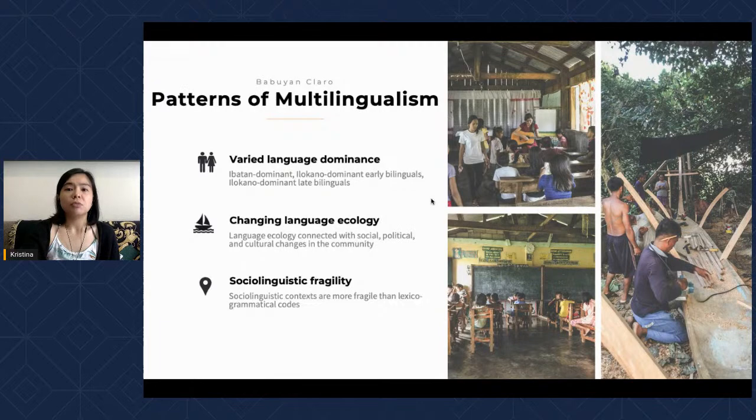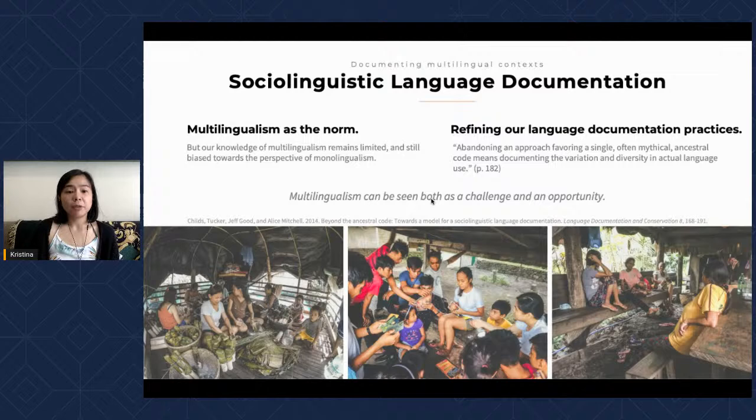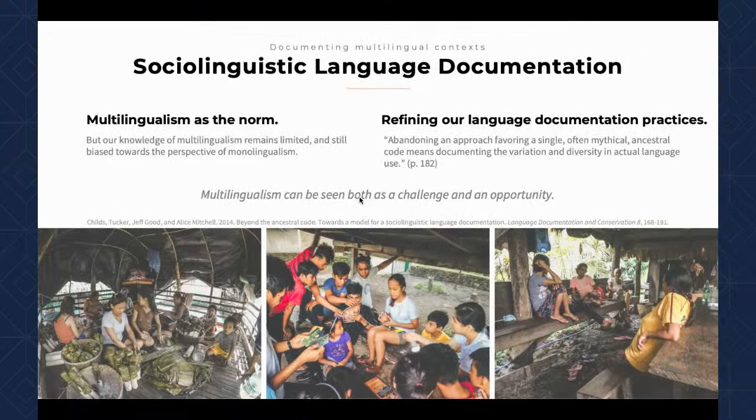So to sum up, just to connect the context of Babuyan Claro with Brad's talk, I want to emphasize that multilingualism is the norm in many parts of the world, but our practices in linguistics and documentary linguistics continue to be biased towards the perspective of monolingualism. For example, when measuring bilingual skills, bilinguals are often still compared with those of monolinguals, even though we know that bilingualism is underpinned by mechanisms different from those we see in monolingual speakers.